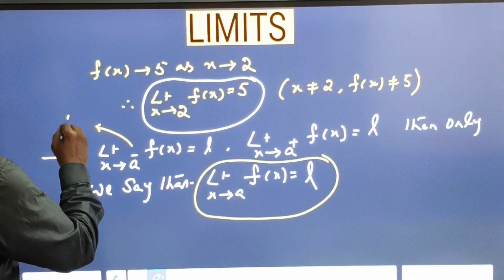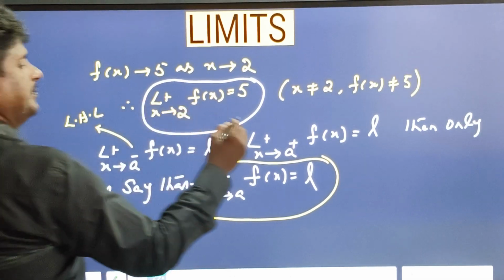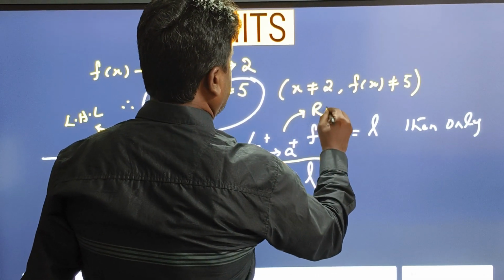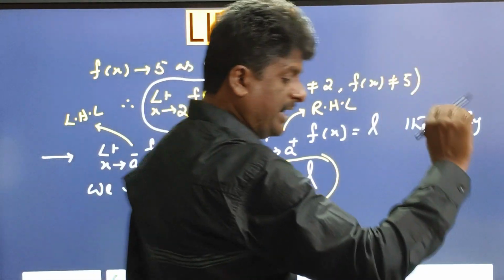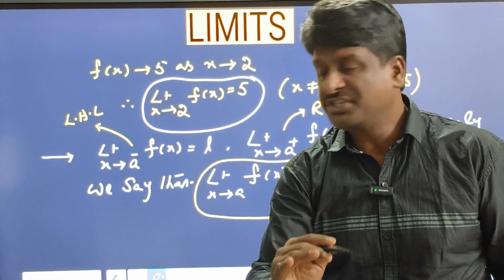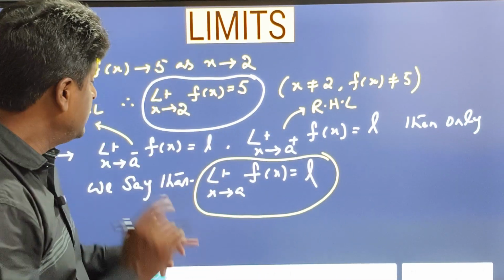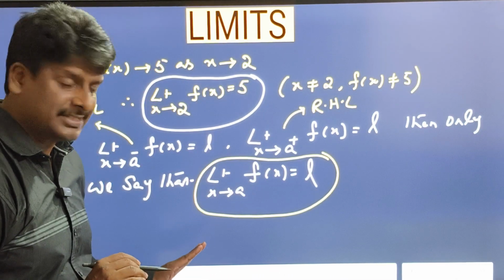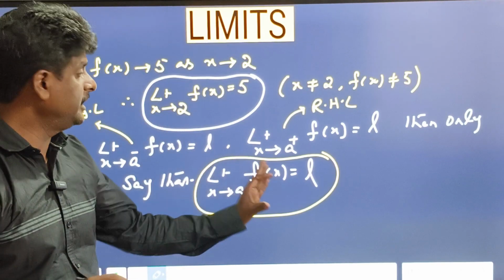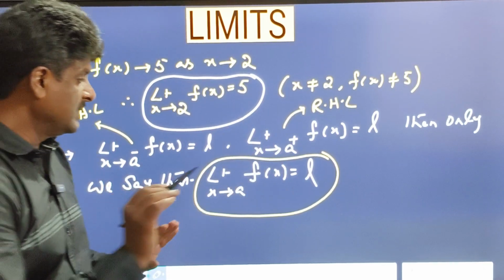This is called the left hand limit. This is called the right hand limit. Whenever the left hand limit is equal to the right hand limit, then only we say that the limit of a function exists and it is equal to L.